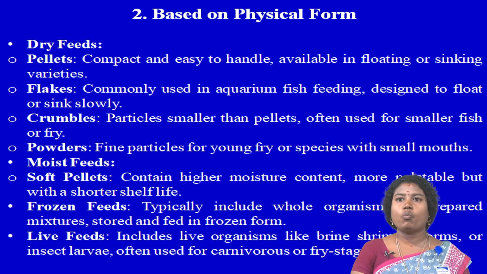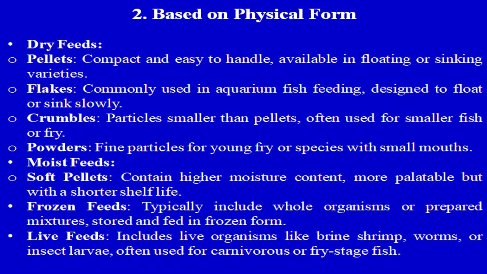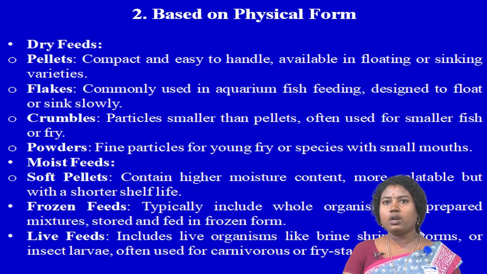Next type is moist feeds, that is soft pellets. These pellets contain higher moisture content than dry pellets, making them more palatable to fish. However, they have a shorter shelf life and must be stored properly to avoid spoilage.